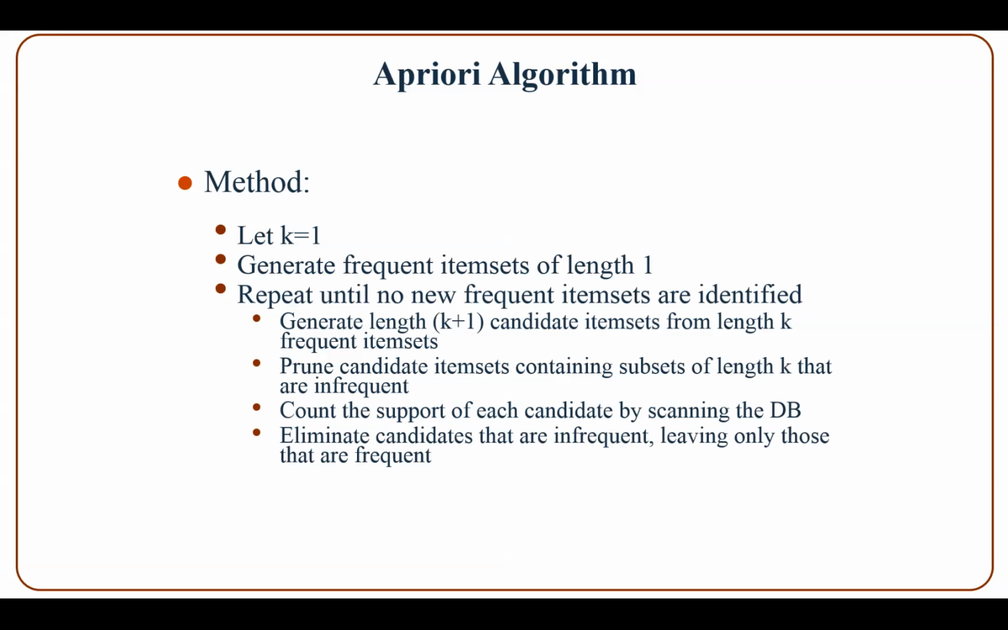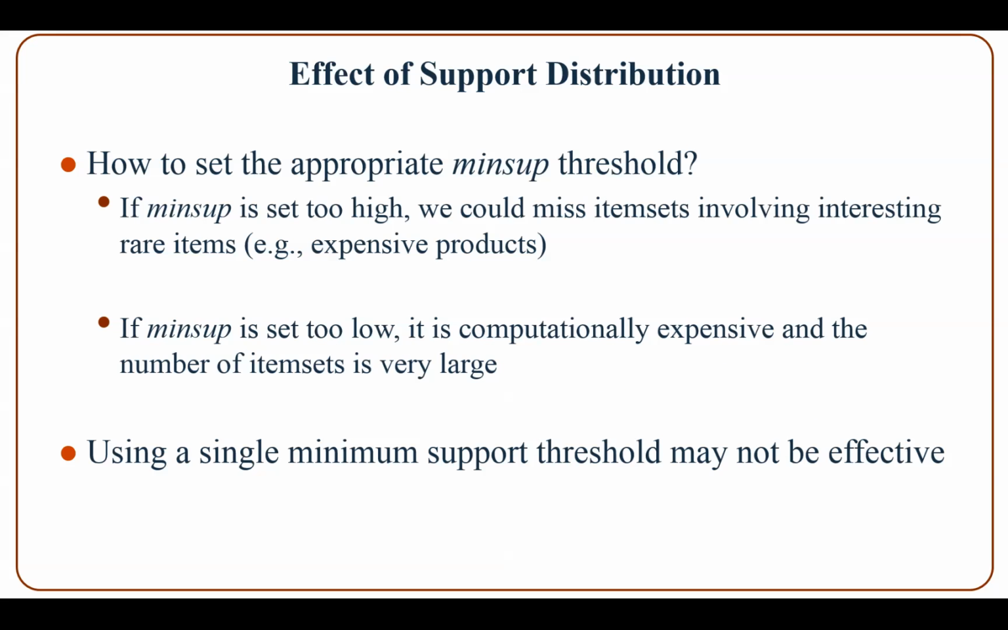If the minimum support is set too high, then we can miss item sets that involve interesting rare items. And if it is set too low, then it's computationally expensive and the number of item sets is very large. So using a single minimum support threshold may not be effective.